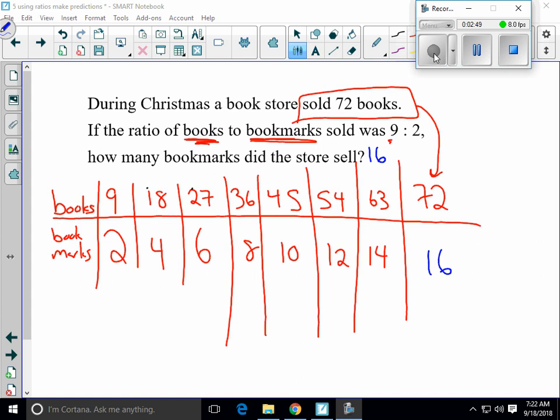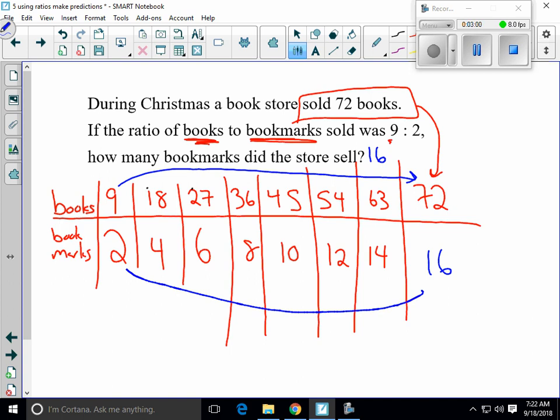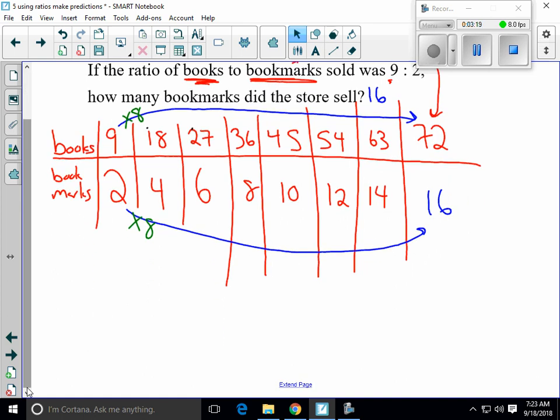There is a shortcut, however. If you can figure out how to get from 9 to 72 without writing them all, then we can figure out how to get from 2 to our missing number. So 9 times what would be 72? Well, it should be 9 times 8. So if we do the same to the bookmarks, 2 times 8, that would have also given us our answer of 16. Okay, so let me show you that second way, how you would show your work for that.